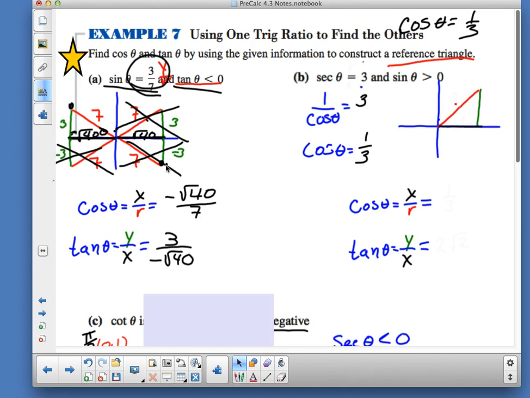I know secant is positive. I know cosine is positive. But sine is also positive. That's what puts it in quadrant 1. Does that make sense? Cosine being positive, it's either 1 or 4. Sine being positive, it's in 1.